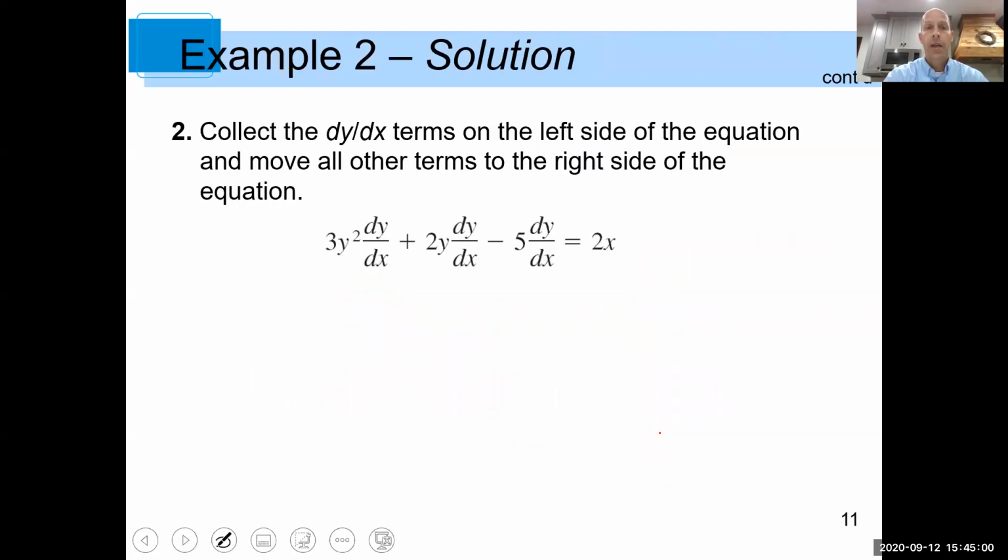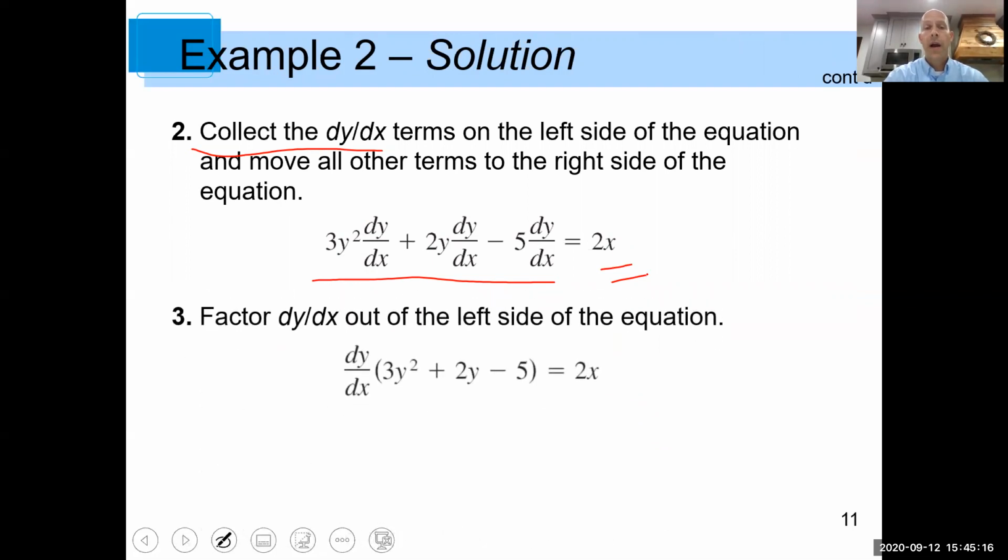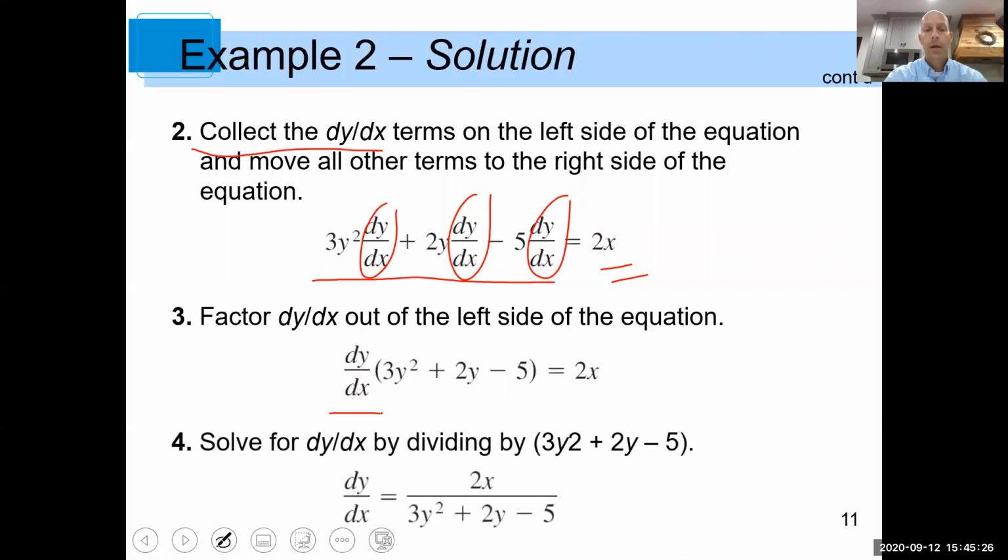So we've only done step 1, which is to do the derivative with respect to x on both sides of the equation. Step 2, collect all the dy/dx terms on the left side of the equation and move everything else to the right. So the only thing on the left is the dy/dx terms, and on the right we've got everything else, which in this case is just 2x. Now we're going to factor out the dy/dx. So notice that each term on the left-hand side has a dy/dx, so we can factor that out using the distributive property. And now finally, we can solve for dy/dx.